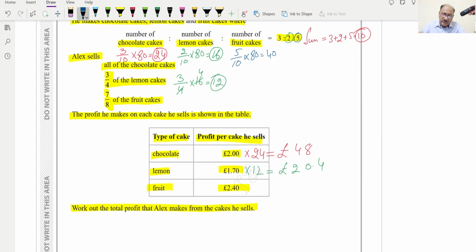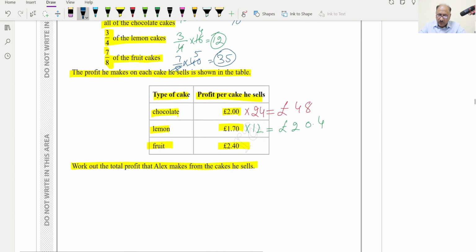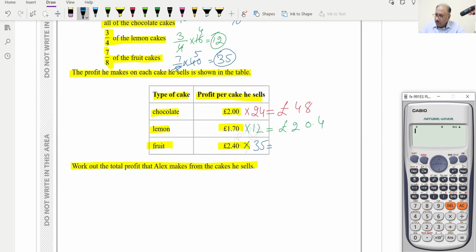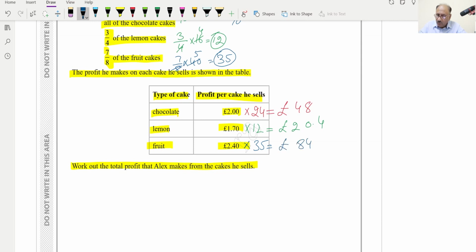And then they are saying 7 by 8 of 40. So 7 by 8 of 40 will be equal to 5, 8 5s are 40, so this will be 5 7s are 35. So it means 35 fruit cakes were sold. So this will be multiplied by 35, and this will be equal to 35 multiplied by 2.40, and this will be equal to 84. So this will be 84 pounds.